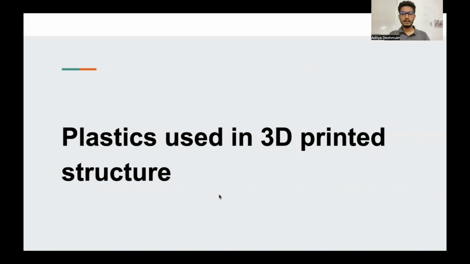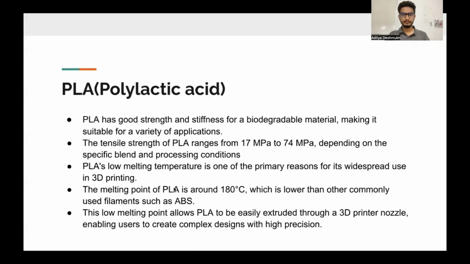So, what are the plastics used in 3D printed structures? The first one is PLA. PLA is one of the most popular materials used in 3D printing. PLA, or polylactic acid, is a biodegradable and bioactive polymer derived from renewable resources like corn, starch, or sugarcane.